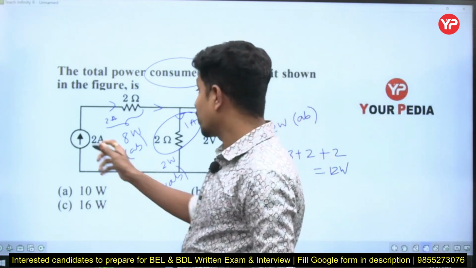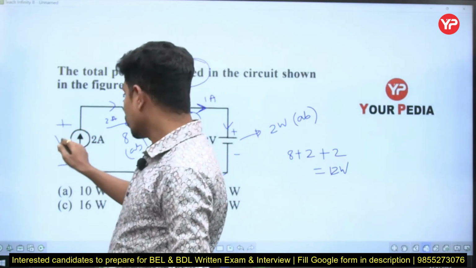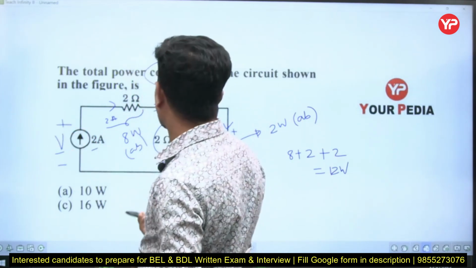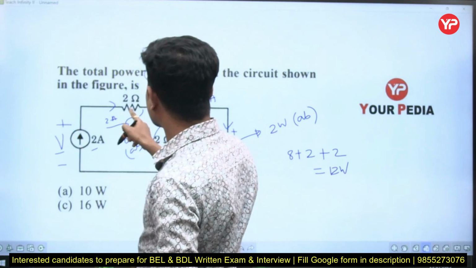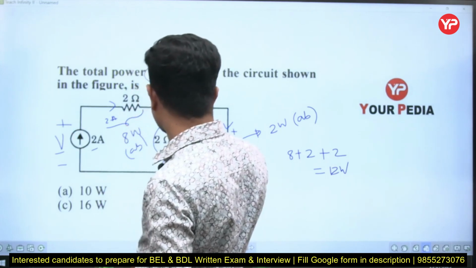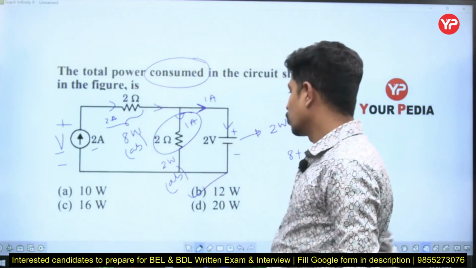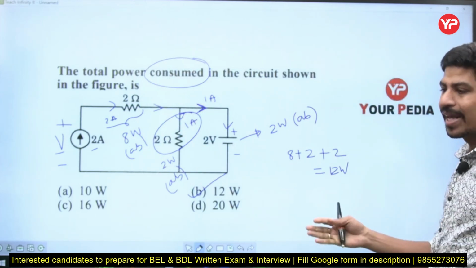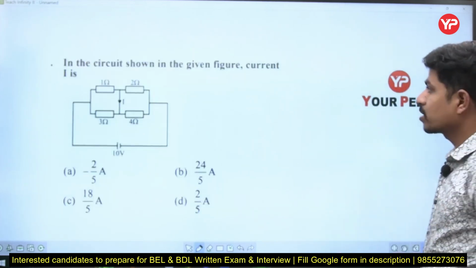Sir, that absorption must be equal to this supply. If I know the voltage, voltage into current will be the supply. How much is the voltage? This is 4 volts, and this is 2, 4 plus 2, 6. 6 into 2, 12 watts. Perfectly it is tallied, right? Let's go to the next question.